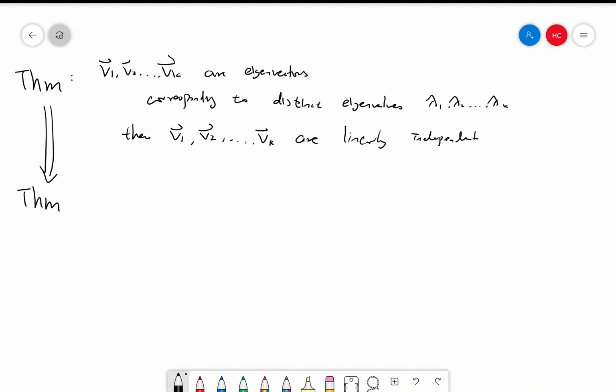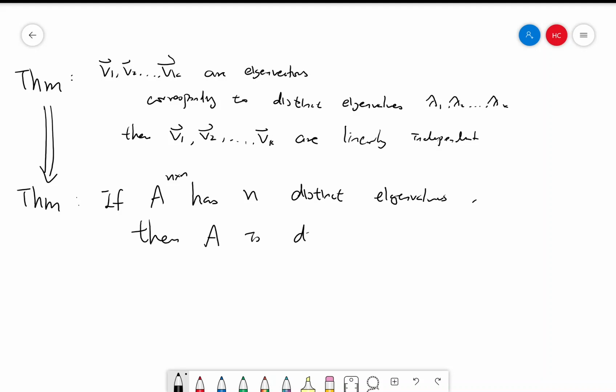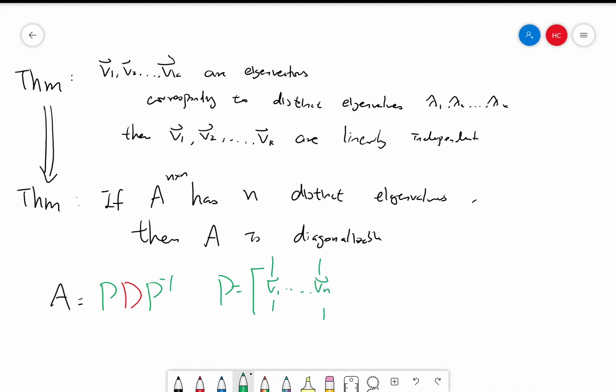And this theorem implies the first theorem in this video, which says if A has n distinct eigenvalues, then A is diagonalizable, where A equals PDP inverse, and P is the matrix with columns being the eigenvectors, and D is the diagonal matrix with diagonal entries being the eigenvalues.